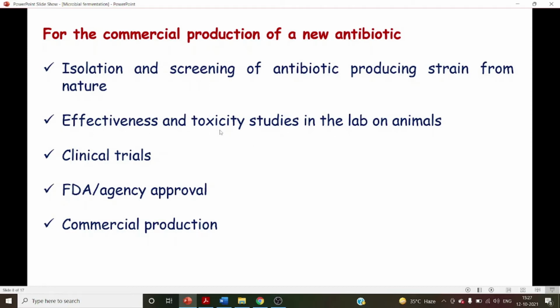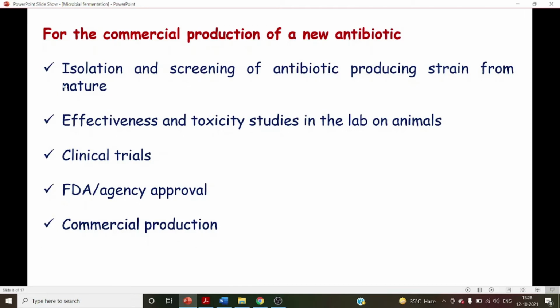Once found very effective and very less toxic, the antibiotic would then be tested on human beings. So the third step would be clinical trials, that is, testing of the novel antibiotic on human beings. After the successful clinical trials, which happen in phase 1, phase 2, phase 3, if the antibiotic passes through these clinical trials, then it goes for approval from a government agency. In USA it is FDA, in India it is DCGI. Once the FDA approves the antibiotic, then it goes for commercial production.